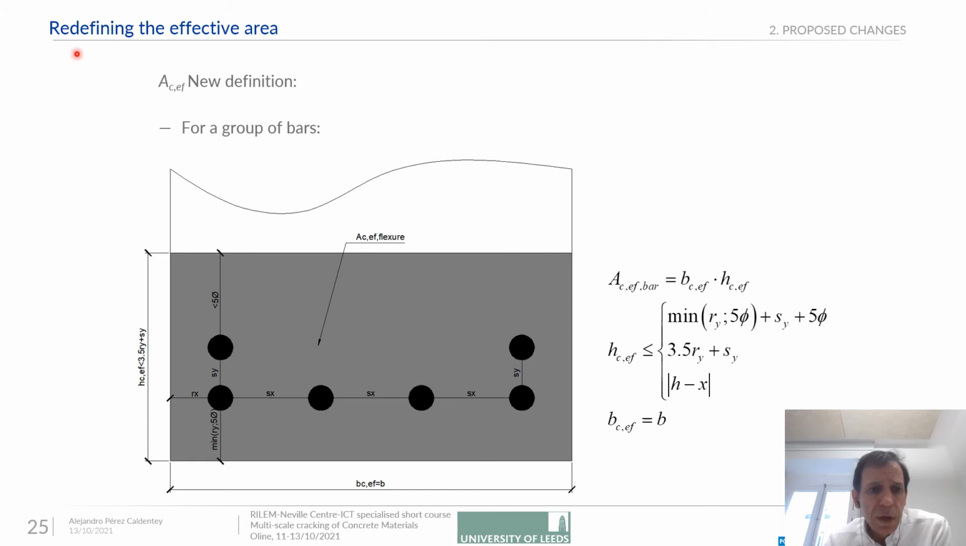So we redefined the effective area. Basically what we are saying is that the total height cannot be larger than 3.5 times the mechanical cover plus the spacing between bars. And we also say that the effective area is limited to a distance of 5 diameters from the bar. So you have here the new definition. We don't have to look for h minus x over 3. We do have to limit it, of course, to the tension area.